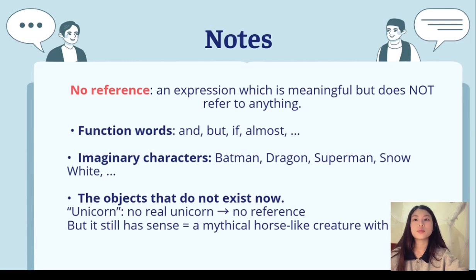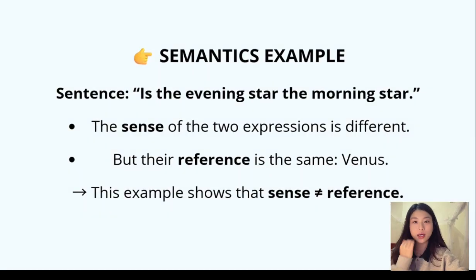A famous example in semantics is the sentence, "Is the evening star the morning star?" These expressions have different senses, but they refer to the same object, Venus. In conclusion, understanding sense and reference helps us see how language connects meaning with reality. Sense is the meaning in our minds, and reference is the connection to the world around us.